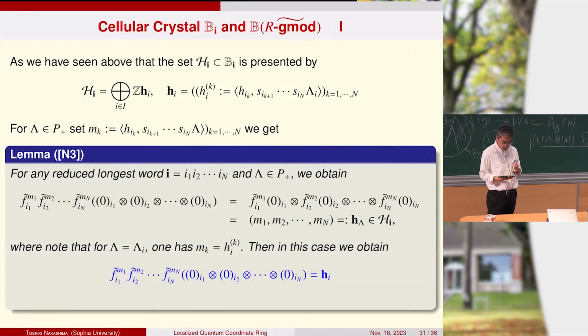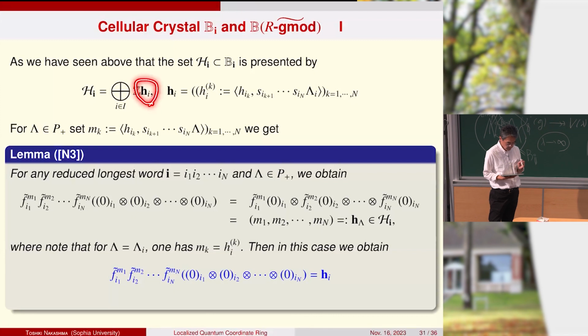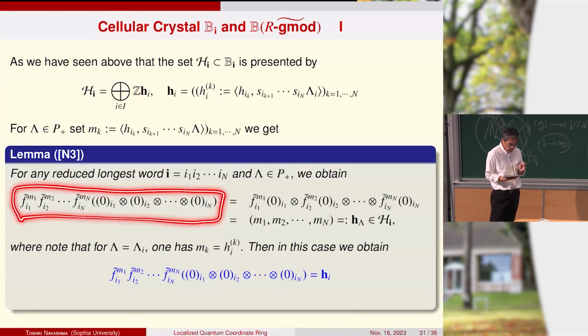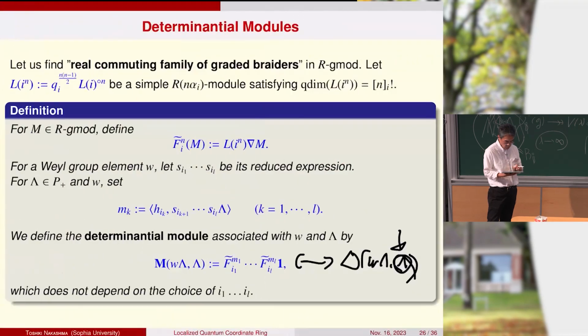So just remember what this H_I is. It is just the solution space, beta k equals 0. So this has such a basis. The important lemma is that this H_I or H_lambda is obtained by this form. This formula is really similar to this one.